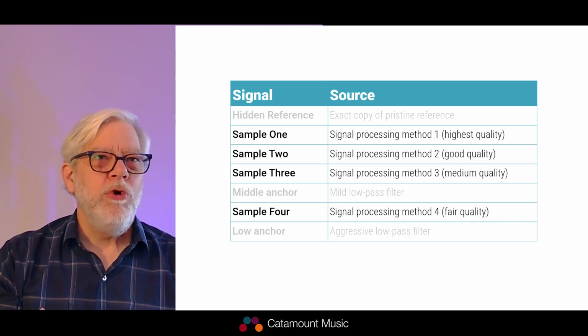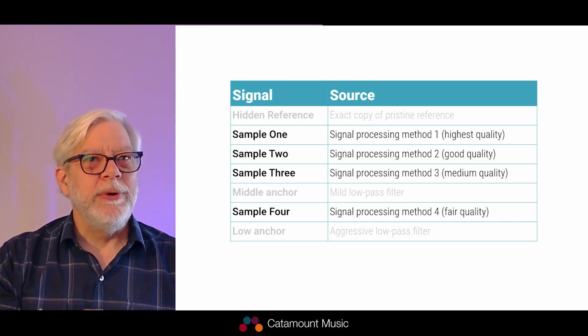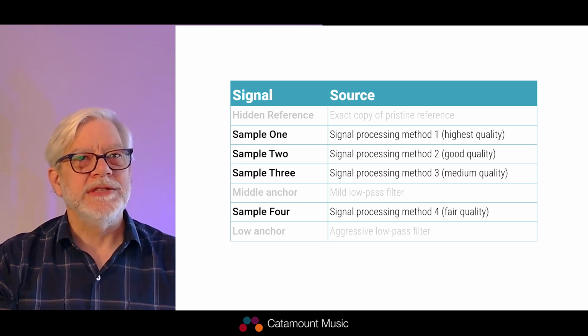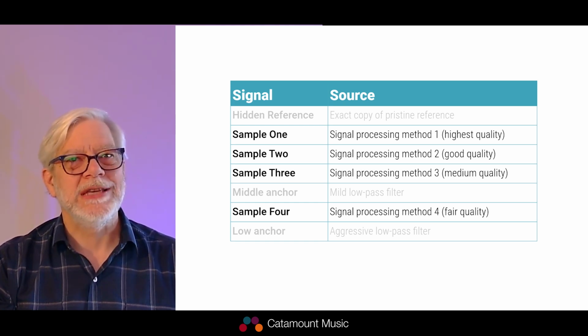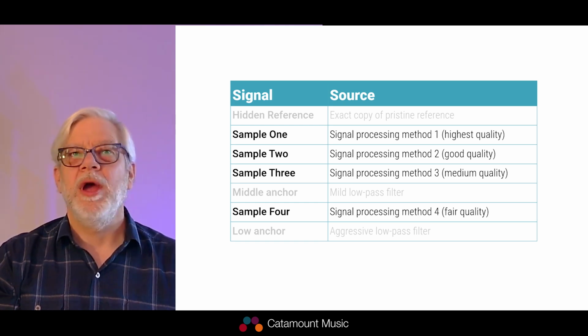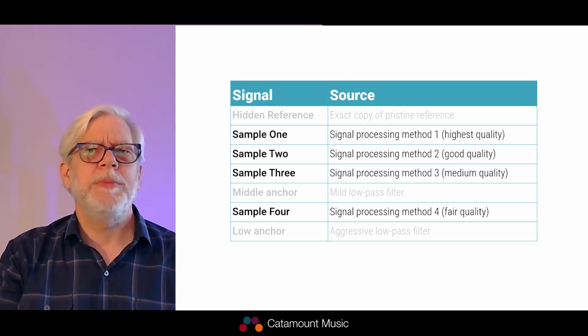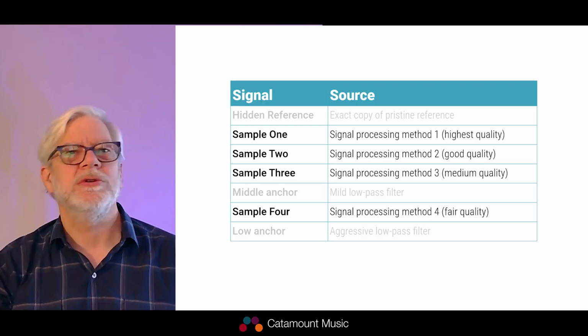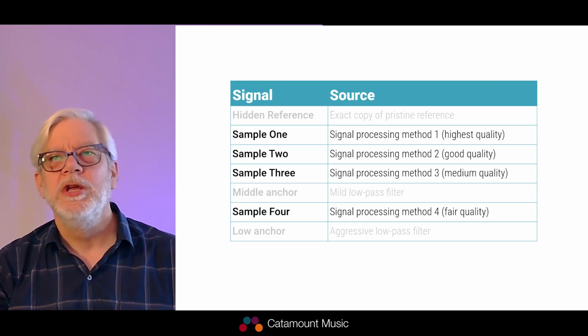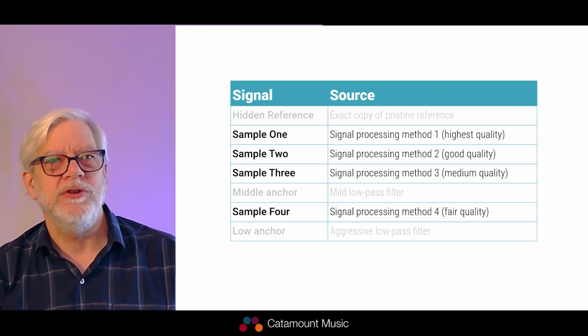Samples 1 through 4 are samples that I would prepare that have the different kinds of processing that I'm trying to assess the quality of. So I might, for example, pick 4 different compression ratios. And so those would be prepared in the DAW or in Audacity or some similar tool that allows for the kinds of transformations that you're going to do.